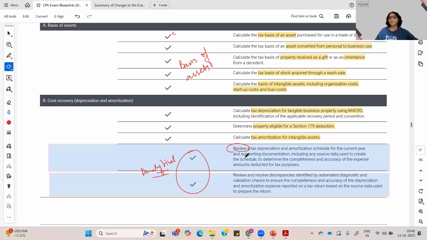Review that schedule. Go to the source. Where is that? So basically you're auditing it. You're going to tell them, okay, where did you get this figure? Give me your fixed asset. Have you taken all the assets into it or not? Have you taken less depreciation? Have you taken wrong rates? All of that comes into picture. And then there's something called diagnostic, which is again a different kind of SIP. We'll see each variety of these SIPs.